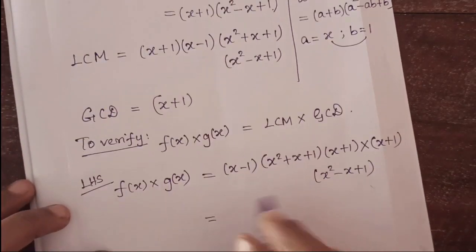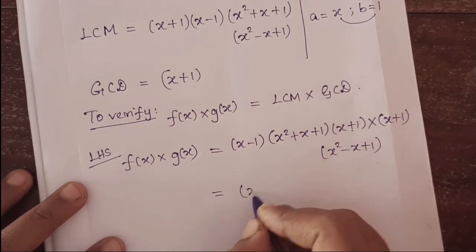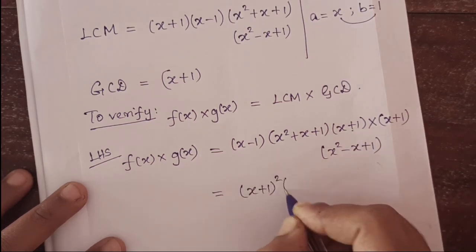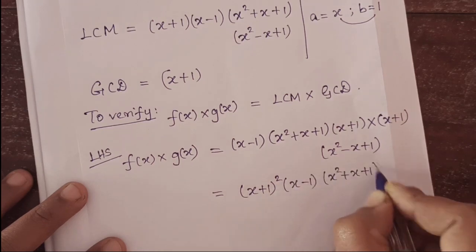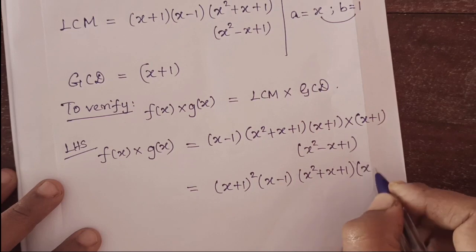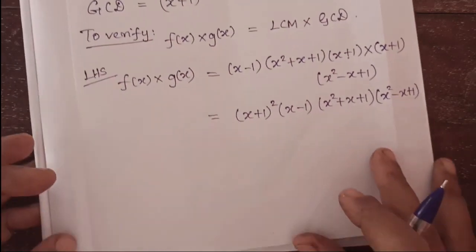So what is the required answer? Here x plus 1 comes two times. So x plus 1 the whole square into x minus 1, then x square plus x plus 1, then one more term is there, x square minus x plus 1. This is the LHS value.